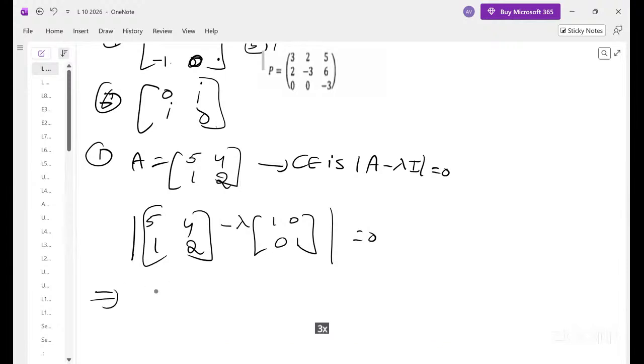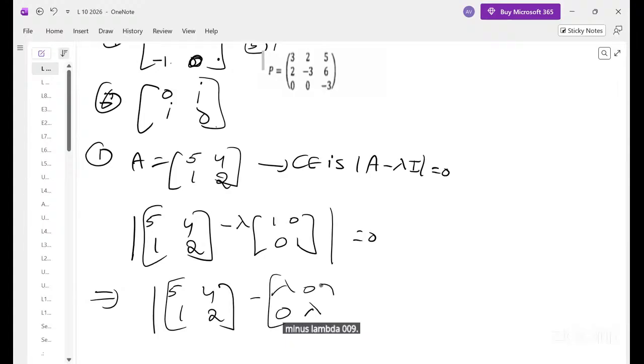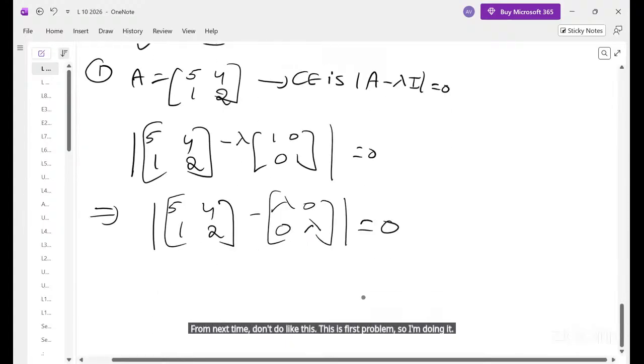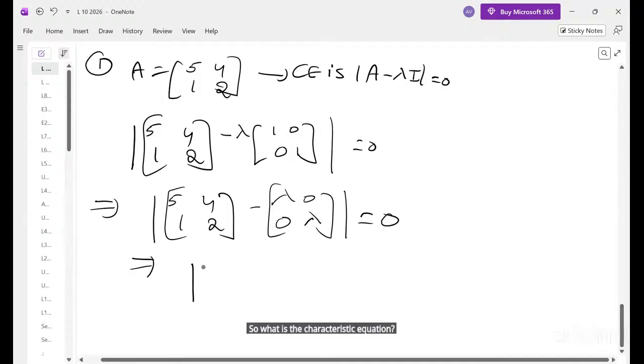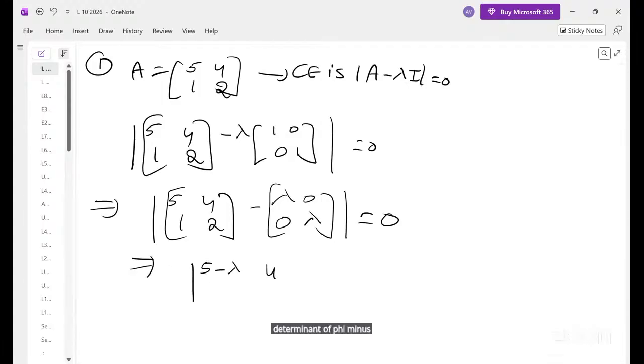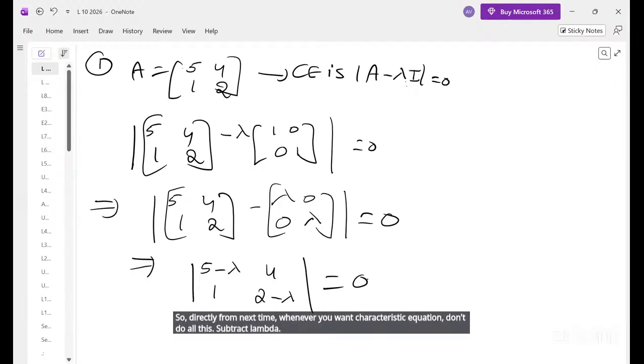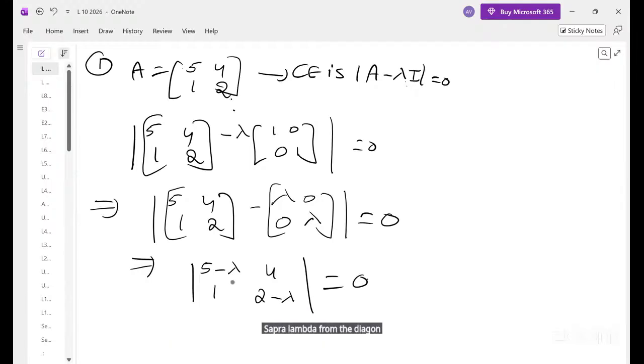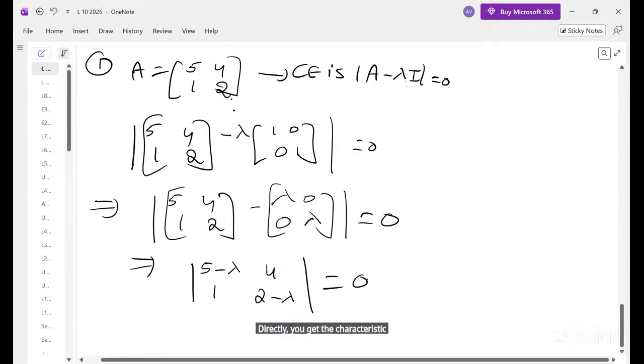For 3 by 3, take the 3 by 3 identity. 5, 4, 1, 2 minus lambda 0, 0 lambda. From next time, don't do like this. This is the first problem, so I'm doing it. So what is the characteristic equation? Determinant of 5 minus lambda, 4 minus 0, 1 minus 0, 2 minus lambda. So directly from next time, whenever you want the characteristic equation, don't do all this. Subtract lambda from the diagonal elements. Directly you get the characteristic equation. Next problem onwards, we will do that.